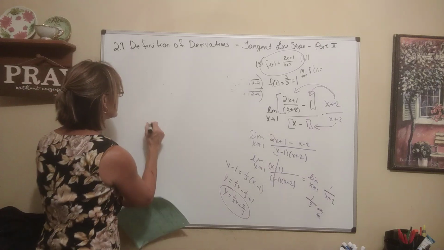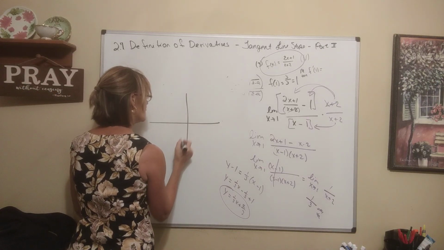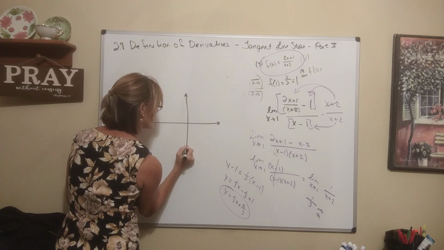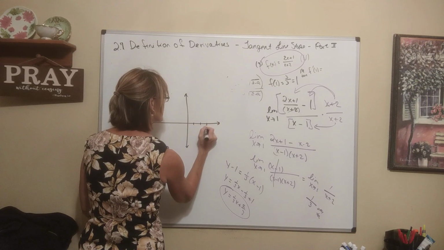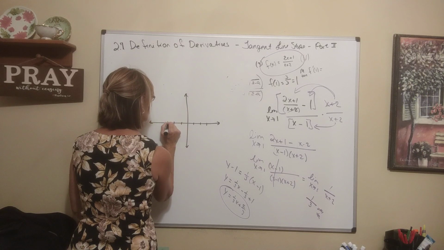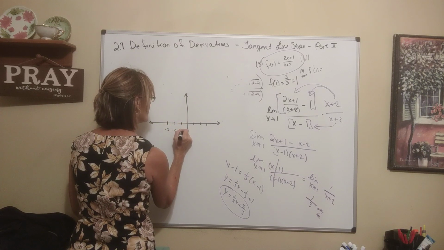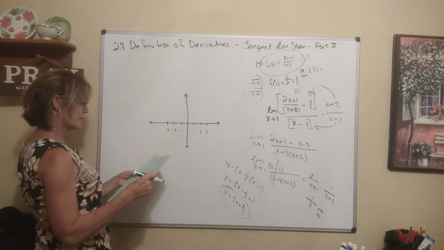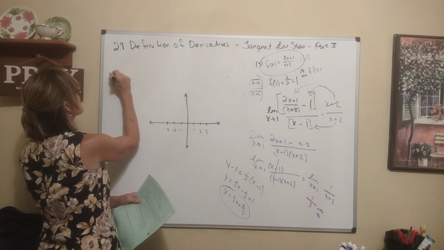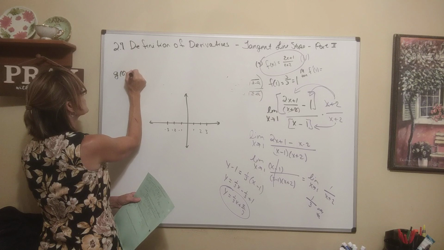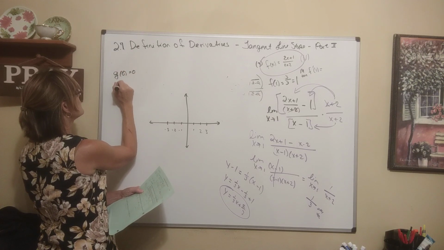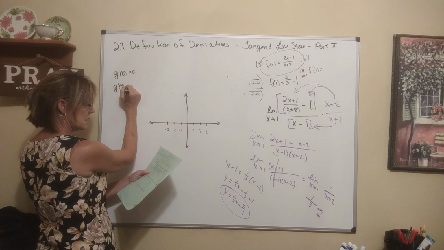Okay. We're going to have this grid here. All right, so let's just mark this up. This is 1, 2, 3, -1, -2, -3. And then these are the conditions we have to meet. It says G of 0 is equal to 0. It says G prime of 0 is equal to 1.